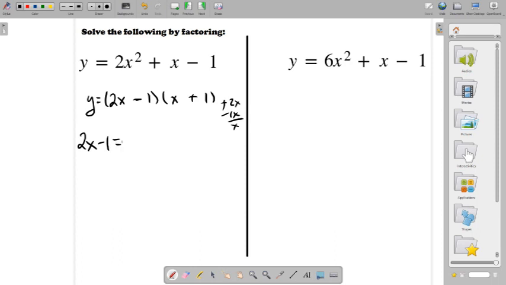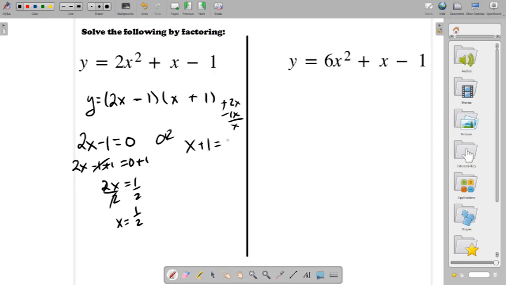2x minus 1 is 0. Add 1. 2x equals 1. Divide by 2. X is 1/2. And, or, x plus 1 equals 0. Subtract 1. Subtract 1. X is negative 1.